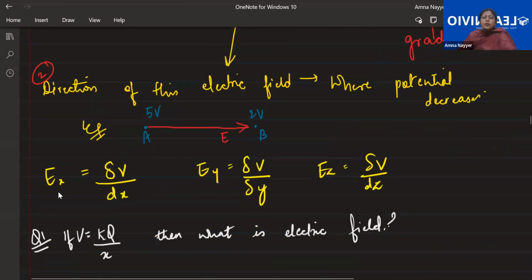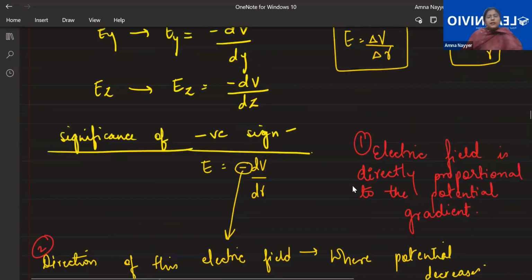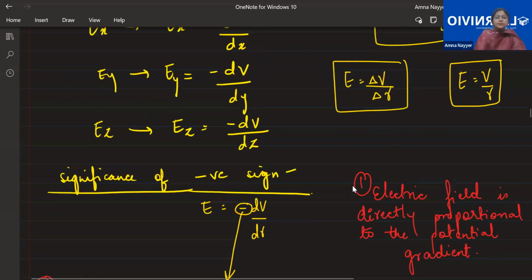Now there's a concept of partial differentiation. You write delta V by delta X, delta V by delta Y, delta V by delta Z. But this partial differentiation part, we'll do it separately in today's class only. This is not the simple differentiation you studied in class 11. We'll do it again, and I'll discuss it properly. Any doubts in here?